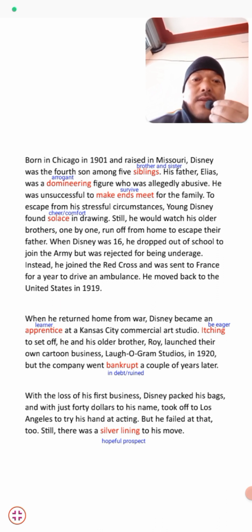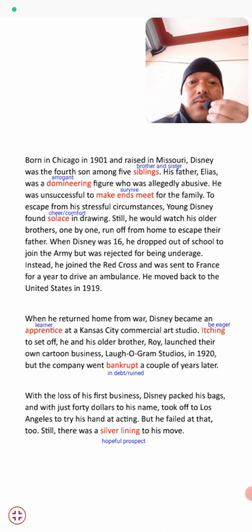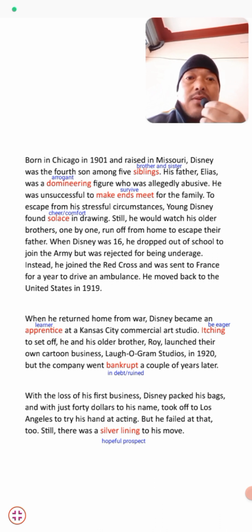He would watch his father and his older brother run off one by one. And when Disney was 16 years old, he dropped out of school to join the army, but was rejected for being underage. He was just a 16-year-old boy, so he could not join the army.